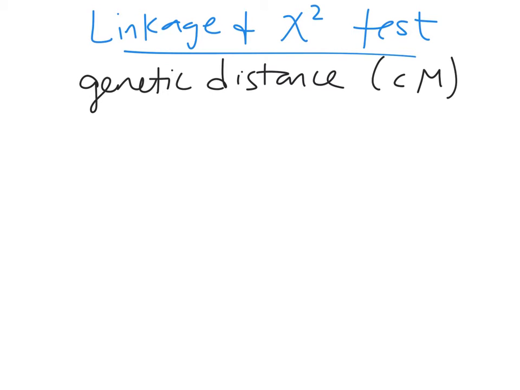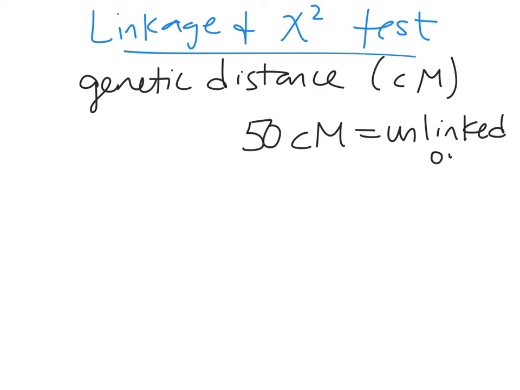50. So what does it tell us if 2 genes are 50 centimorgans apart? Are they linked or are they unlinked? Right, this is unfortunate. They're either unlinked or they're at the opposite ends of the same chromosome, which is where two genes could be linked physically. They're on the same chromosome, but they act like they're unlinked.